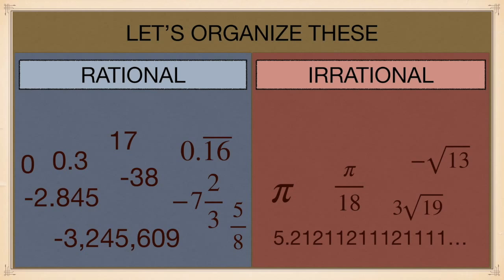Rational meaning ratio. If you're rational, we can write you as a fraction. If you're not rational, meaning irrational, then we put you over in the red group. So it's a nice way to categorize or kind of start to get some sense of, all right, if we look at all the numbers, how can we group them?